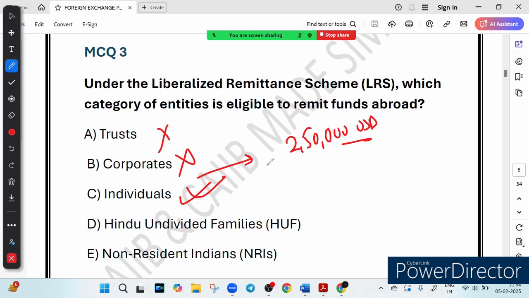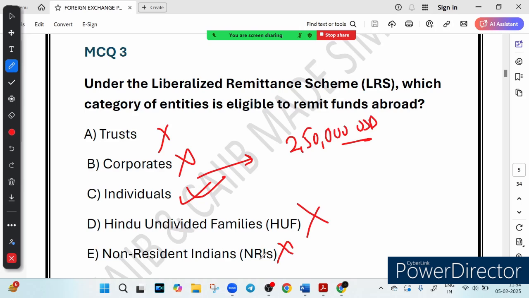What about HUF? HUFs are also not eligible under LRS. You know, a Hindu undivided family is a legal family structure in India. It is not allowed to send money under LRS. If an HUF wants to invest in US stock, they cannot use LRS but must follow a separate RBI rule. What about NRI? An NRI cannot use LRS. You know, LRS is only applicable to Indian residents. NRIs can remit money using different rules under FEMA, like NRE and NRO. So an NRI working in Dubai who wants to send money to a friend in the USA cannot use LRS but can transfer funds using NRE and NRO accounts.